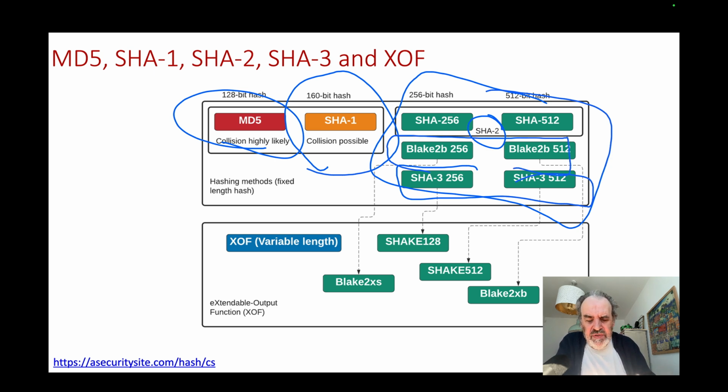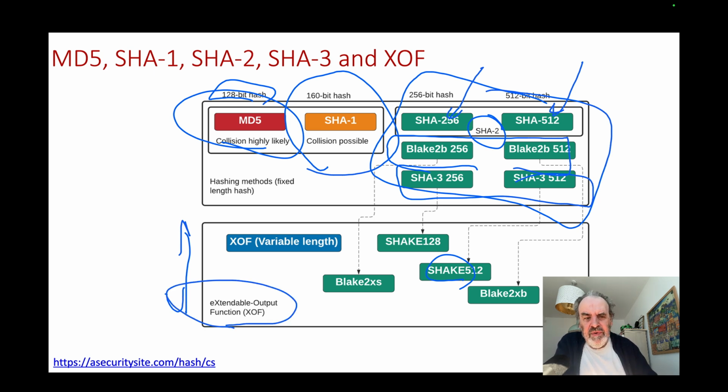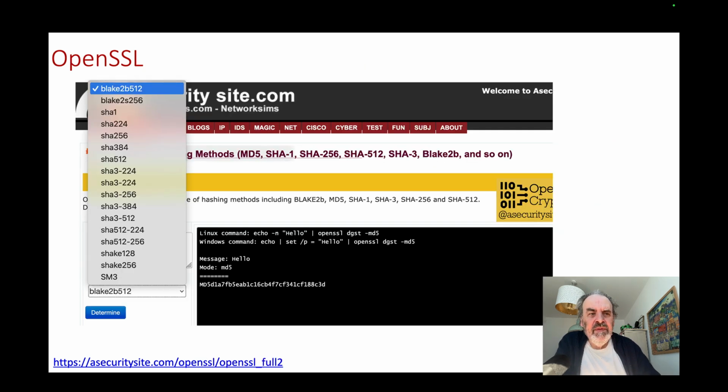These are strong hash values. The 256 identifies the number of bits in the hash, as does 512. But we can also get variable length hashes that are not fixed in their length. These include SHAKE 128, SHAKE 512, and so on. And they're defined as an extendable output function.